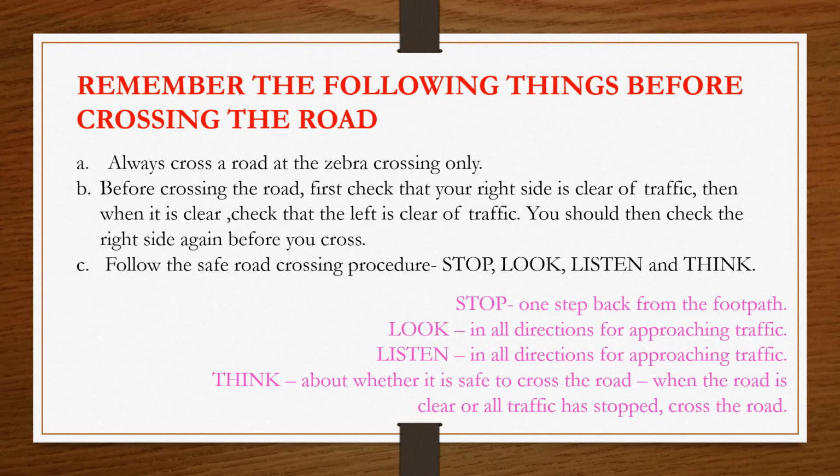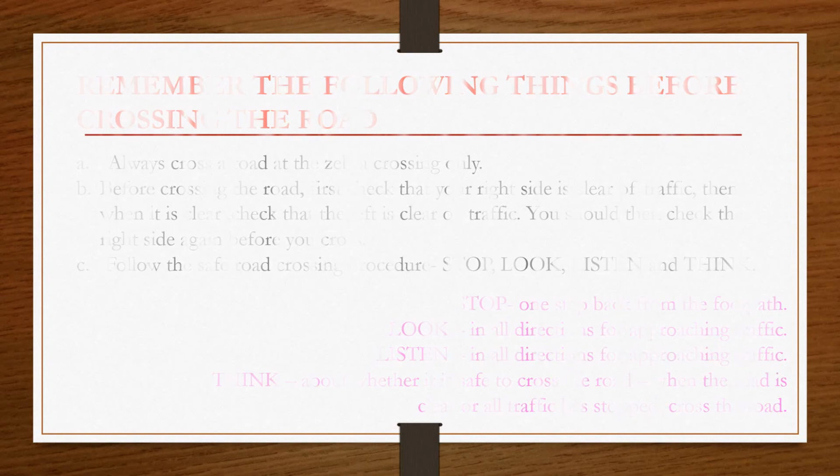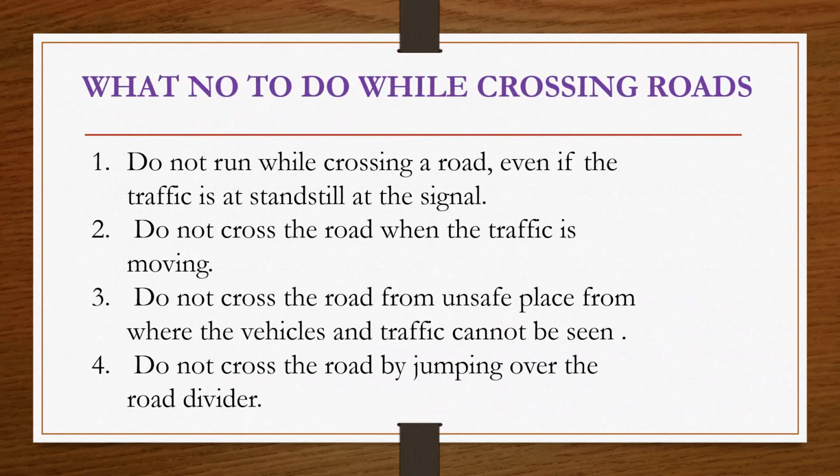Stop. One step back from the footpath. Look in all directions for approaching traffic. Listen in all directions for approaching traffic. Think about whether it is safe to cross the road. When the road is clear or all traffic has stopped, cross the road. Now we learn what things to follow while crossing the road.